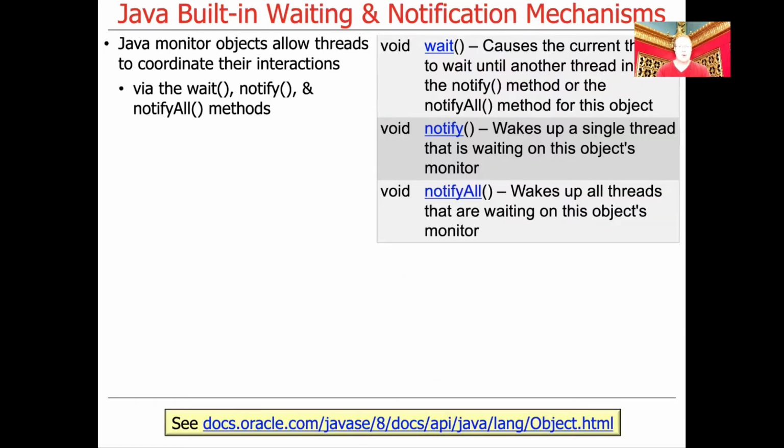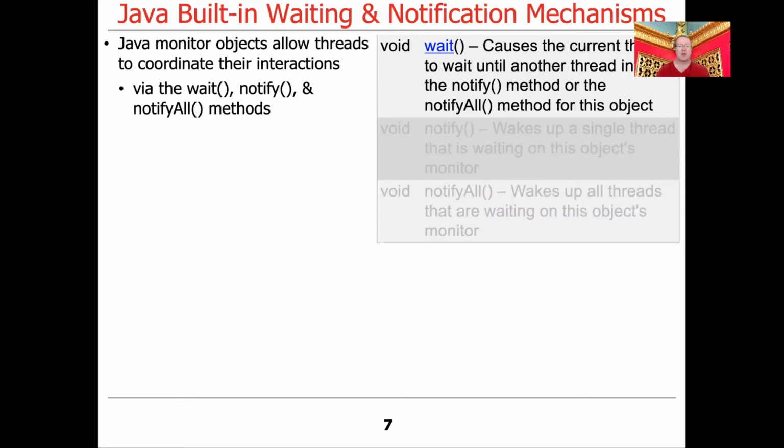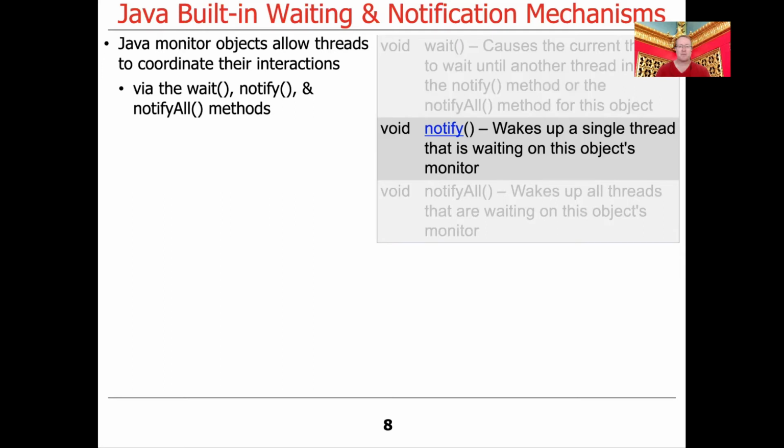So the three methods that we're going to be concerned with here are the wait method, the notify method, and the notifyAll method. And these methods are all provided by the Java Object superclass, which is the root of all classes in Java. As you can see here, the wait method causes the current thread to block and wait until another thread calls the notify method or the notifyAll method for this particular object. This is very much like the await call with Java condition objects.